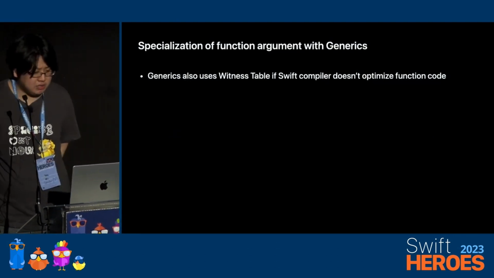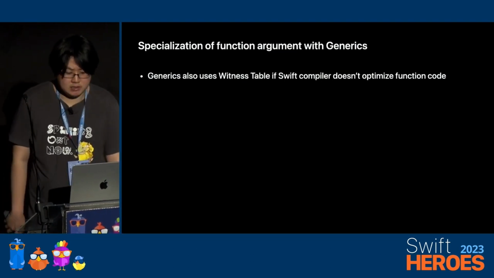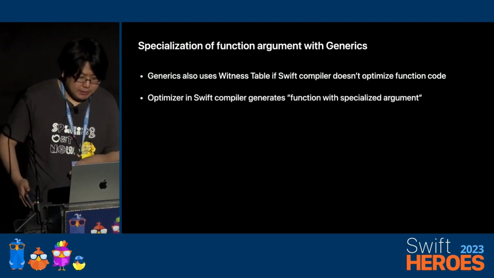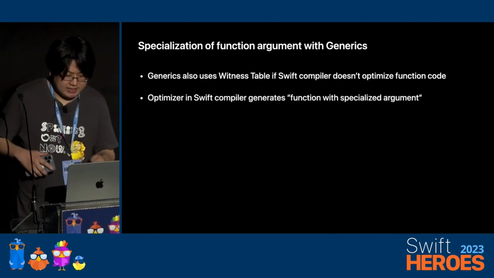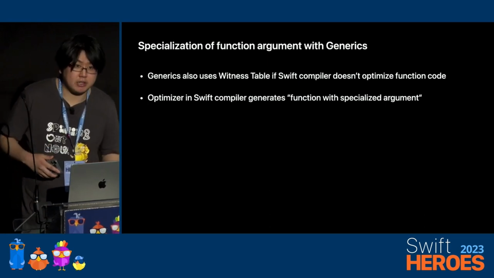In fact, generics uses a witness table by default if the Swift compiler doesn't optimize a function. If you pass the optimization flag to the Swift compiler and there is a use case of the function, the Swift compiler generates the function with specialized argument.